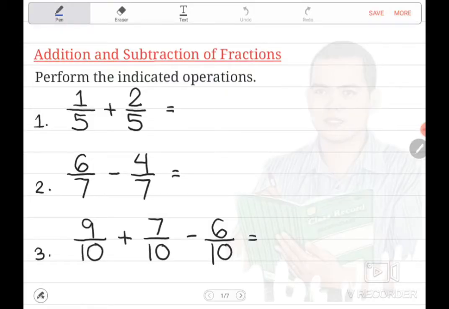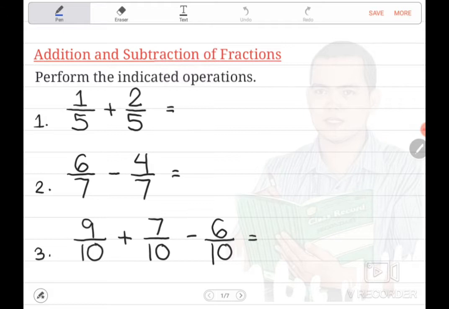Hello! Our topic for the discussion today is all about addition and subtraction of fractions. In performing addition and subtraction of fractions, we should have similar fractions. If we say similar fractions, they are the fractions with the same denominator. So for us to understand more, let us try to answer the following.